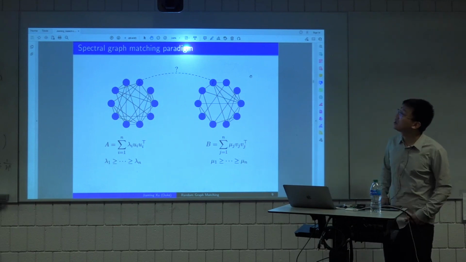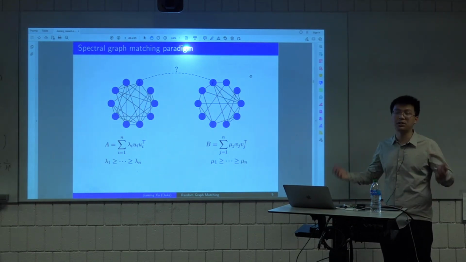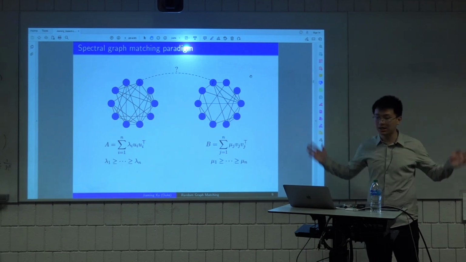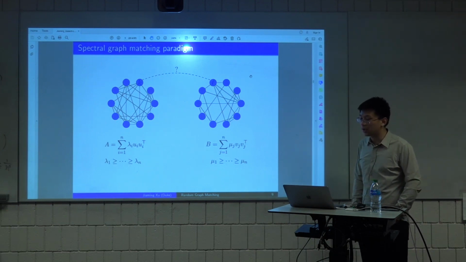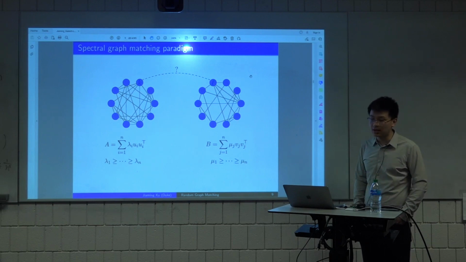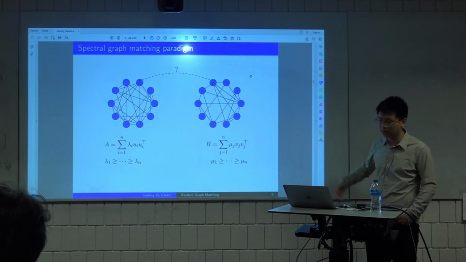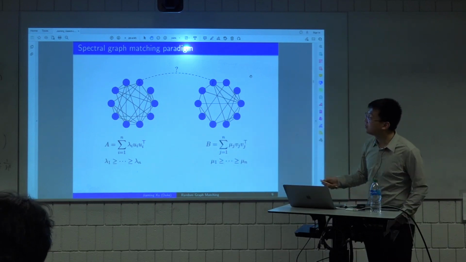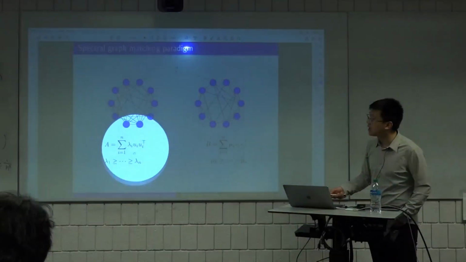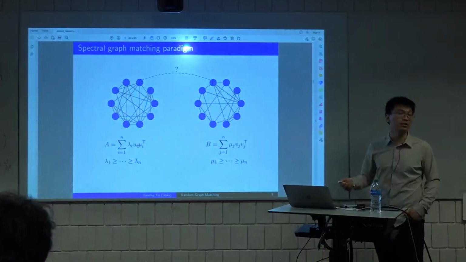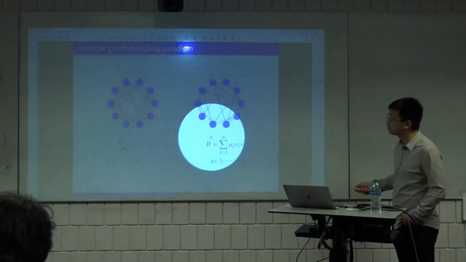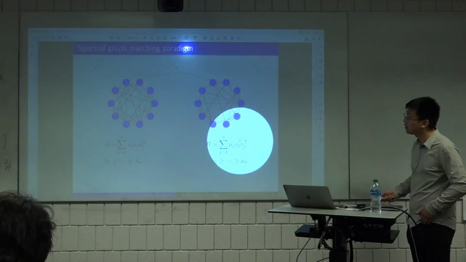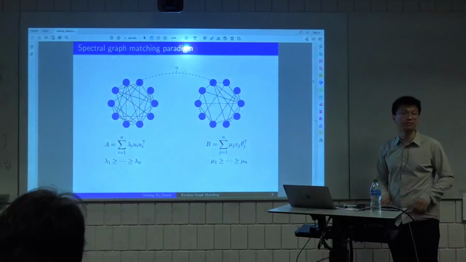Okay, so now let me continue to talk about how we can develop a spectral method for this problem. Here again, it's just a very high-level paradigm. If we want to design a spectral method, roughly it follows this. You do the eigenvalue decomposition for the first graph, A, and you get eigenvalues lambda_i, with u_i the eigenvectors. And you do the same eigenvalue decomposition for the second graph, B. You get eigenvalues mu_j and eigenvectors v_j.